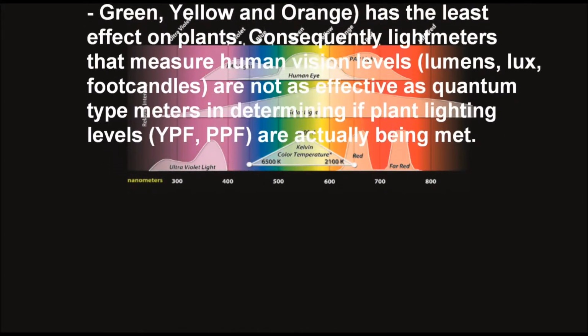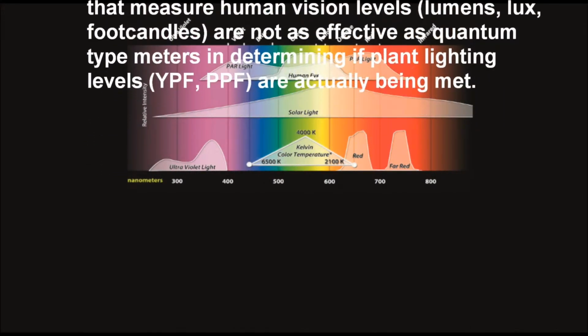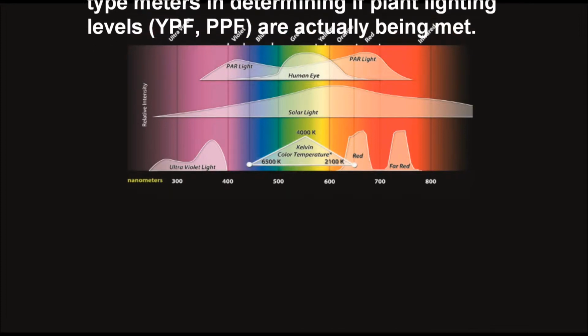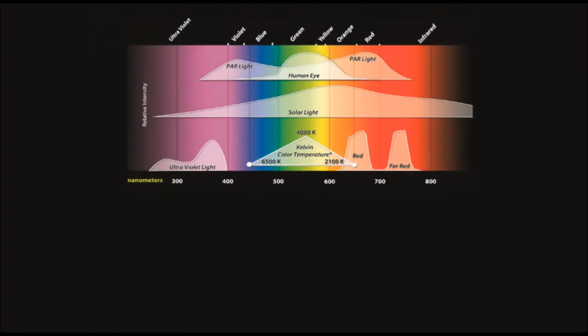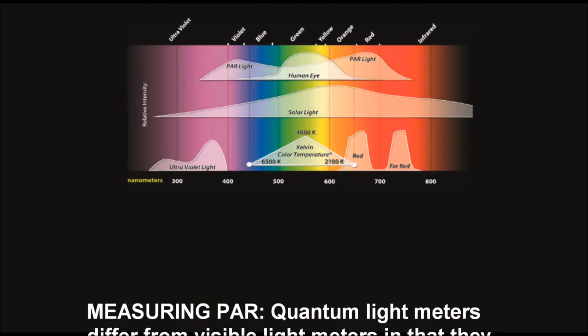Consequently, light meters that measure human vision levels, lux, lumens, foot-candles, are not as effective as quantum meters in determining if plant lighting levels, YPF and PPF, are actually measuring PAR.